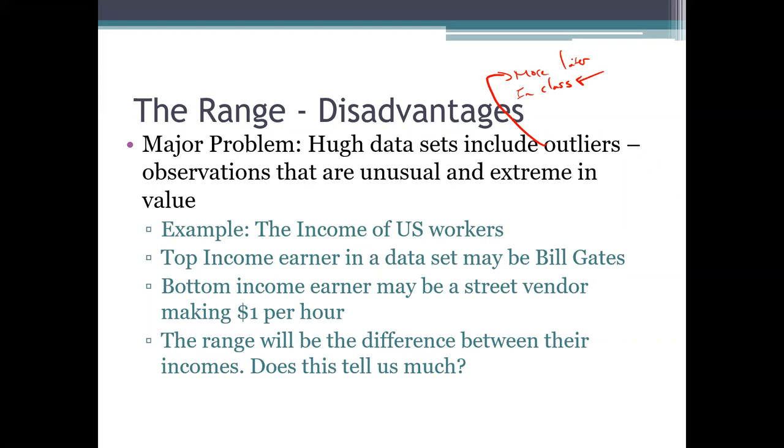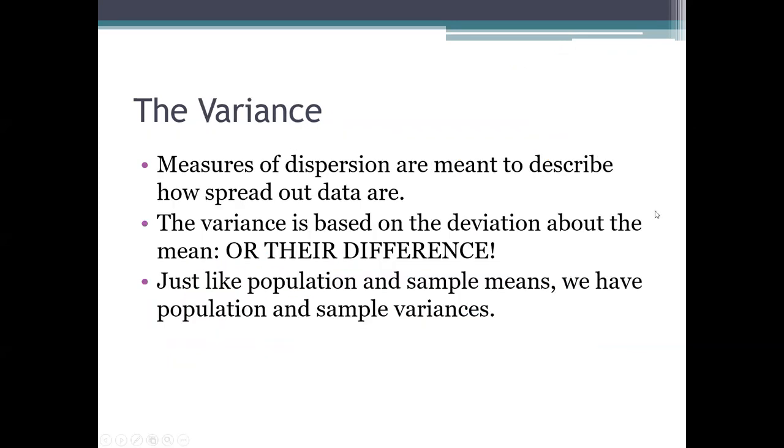For example, if you take the income of US workers, the top income earner in the data set might be, I should have changed this because it has changed, Elon Musk, the richest person in the world. And the bottom income earner might be a street vendor making $1 an hour. If you look at their range, it's such a huge number, it doesn't tell us anything. So oftentimes the range is not meaningful to capture the typical spread of data. We need a better measure of dispersion, and that's where the variance and, by extension, the standard deviation come in.